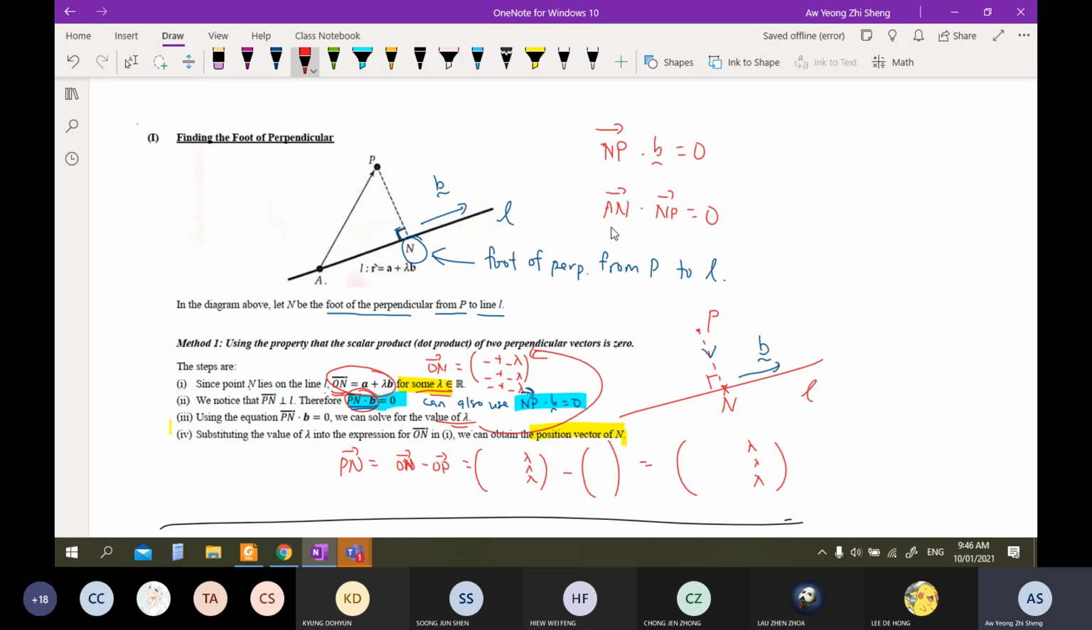But then AN dot NP is not useful for computation because it's a complicated thing. Because your AN itself contains lambda, NP itself contains lambda. It's easier to use b because b is purely numerical, and that's why we prefer to use b. If you take AN dot NP, I'm afraid you are going to get a quadratic in terms of lambda, which will be hard to solve. We always say NP dot b because b is purely numerical.